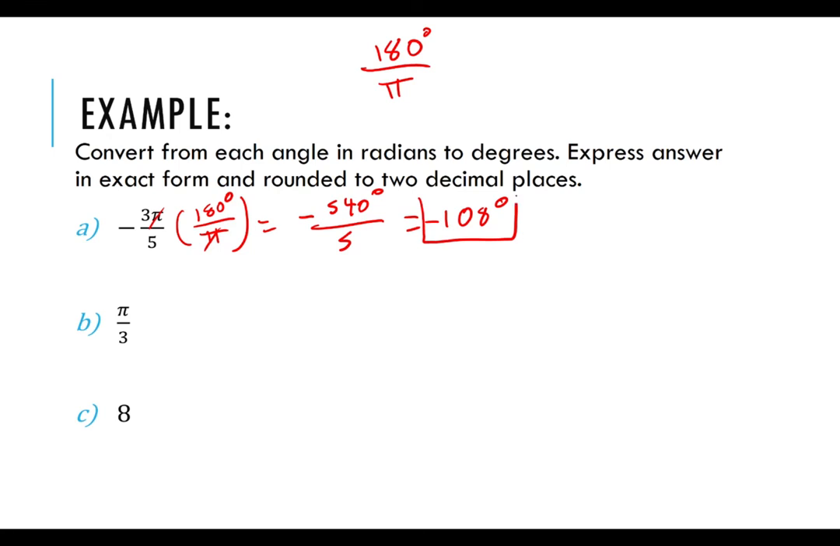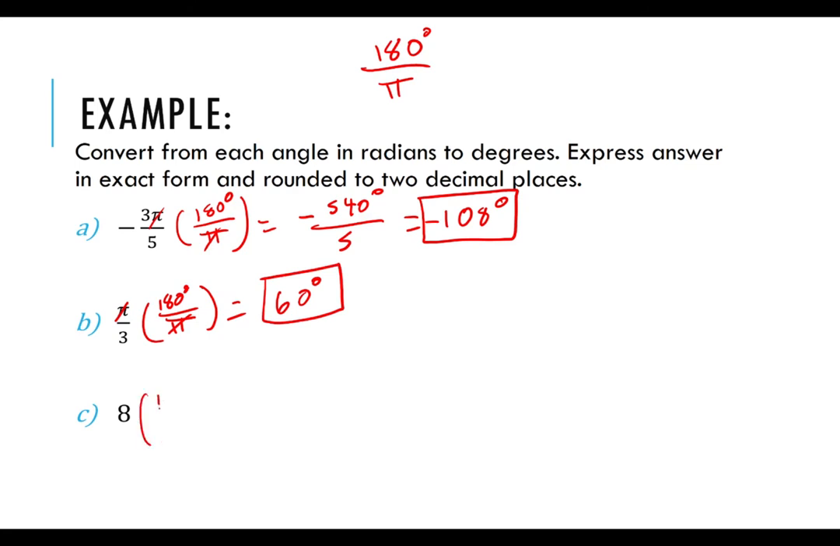This is the exact form, there is no rounding, but if they said round it, you just retype the answer. Pi thirds times 180 degrees over pi. That's going to be equal to pi divided by pi is 1. 180 divided by 3 is 60. We get 60 degrees. That's our exact. And if they wanted you to round it, same answer.